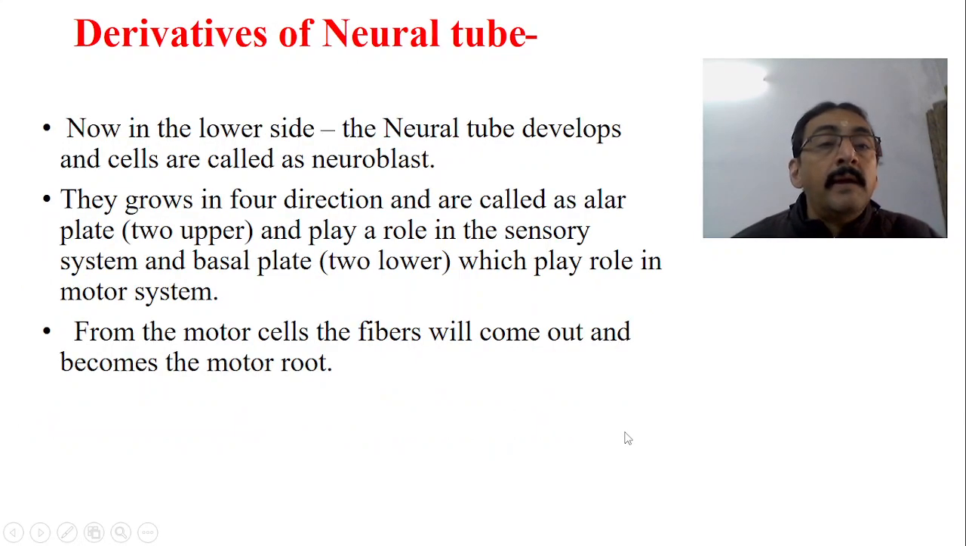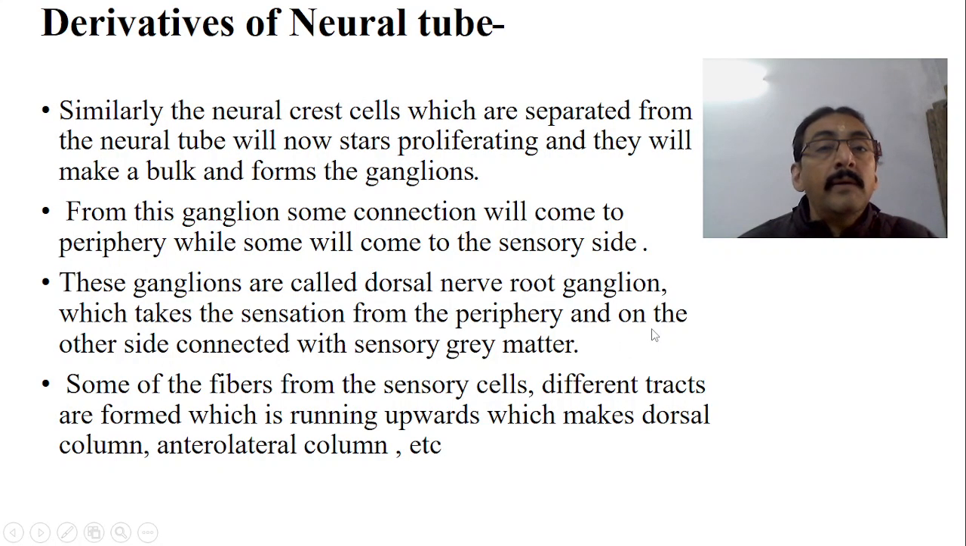Now in the lower side, the neural tube develops cells called neuroblasts. They grow in four directions and form the alar plate, the two upper ones, which play a role in the sensory system, and the basal plate, the lower ones, which play a role in the motor system. So from the motor cells, the fibers will come out and become the motor root. Similarly, the neural crest cells, which are separated from the neural tube, will start proliferating, make a bulk and form the ganglia.